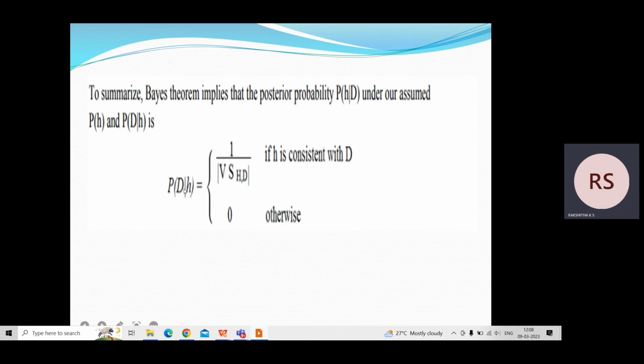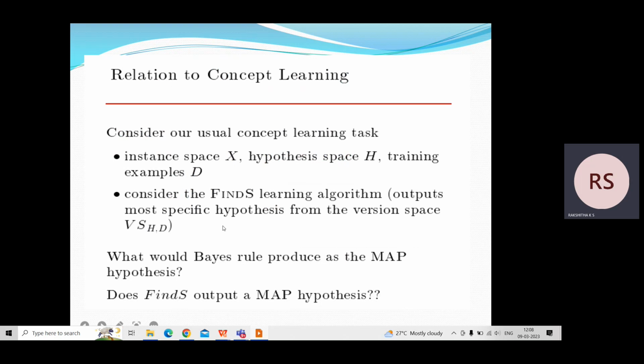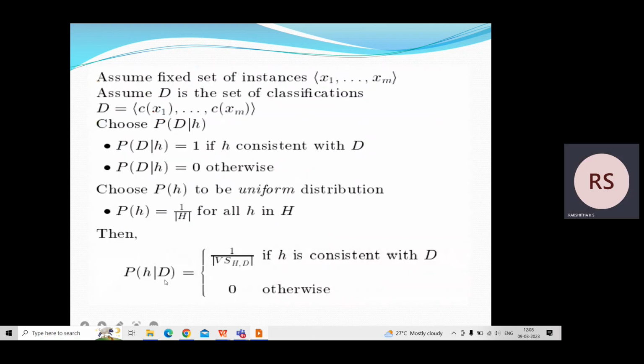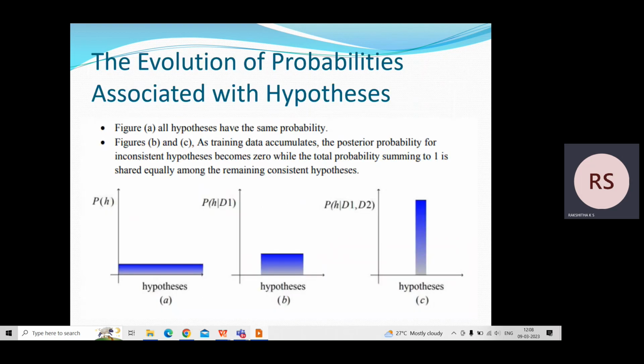So at the end, we can give for the probability of h given D either 1 divided by the version space size, if it is consistent with D, or 0 for the other cases. Here we are showing the relation, and we are going to connect MAP with the concept learning methods. So here we have taken the final value: either it is consistent with respect to D, or it is 0 otherwise. Next topic is the evaluation of probability statistics.